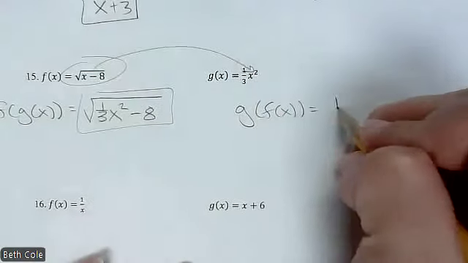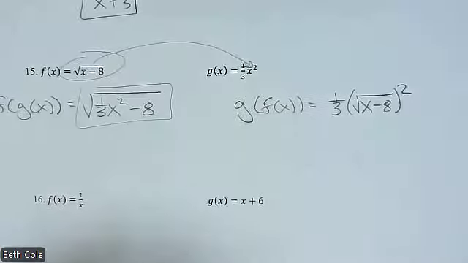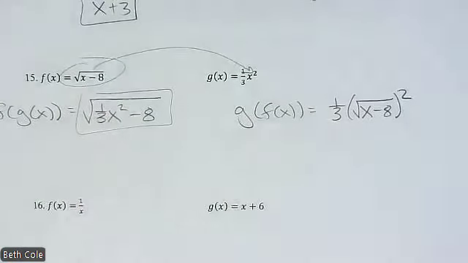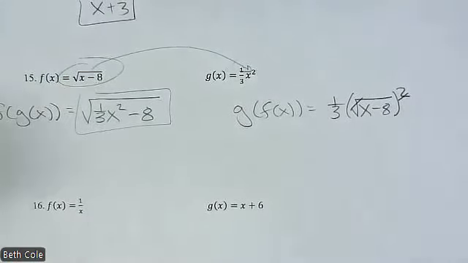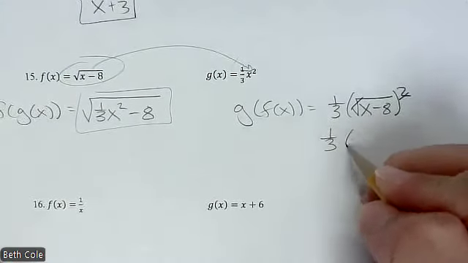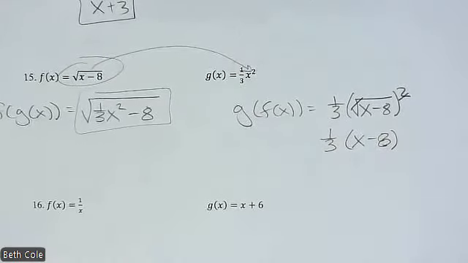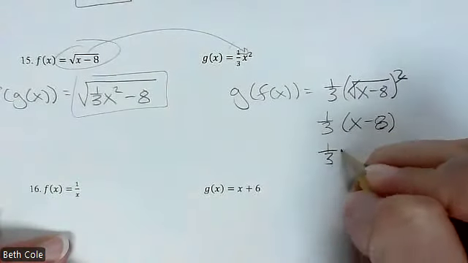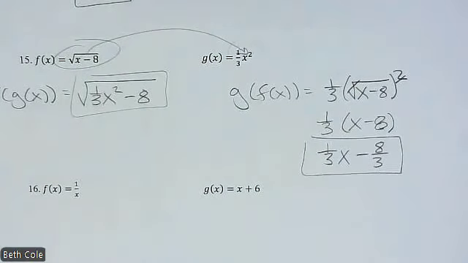And so that's going to be 1/3 square root x minus 8 squared. I removed the x and replaced it with this entire thing. Now, is that going to cancel or not? Yes. That one does because the square root is over the whole everything, all right? So you have 1/3 x minus 8, and then you actually have one more step there. It's just going to be 1/3 x minus 8/3. 8/3 doesn't reduce, so you just leave it alone.